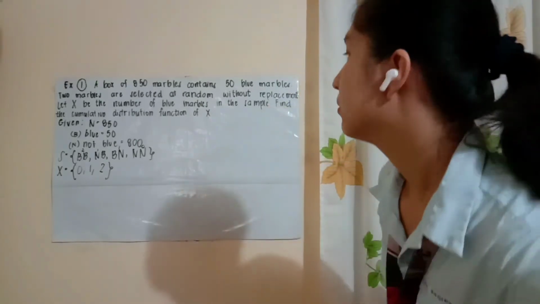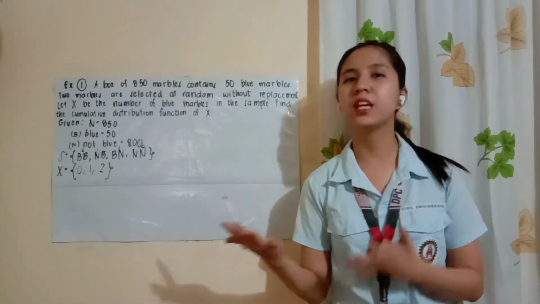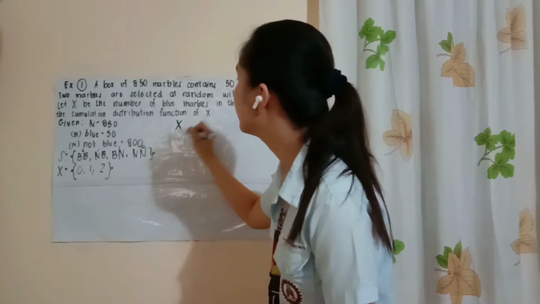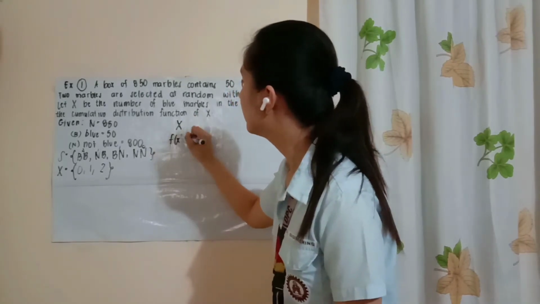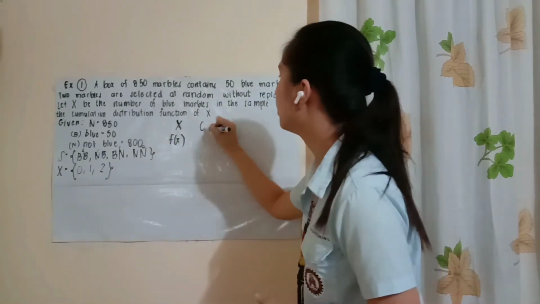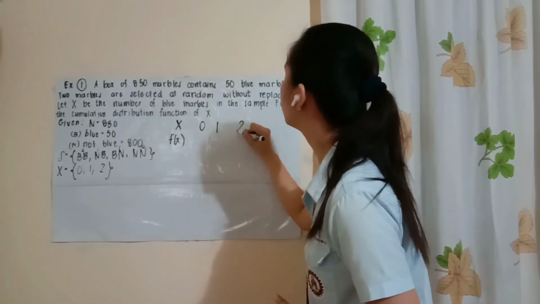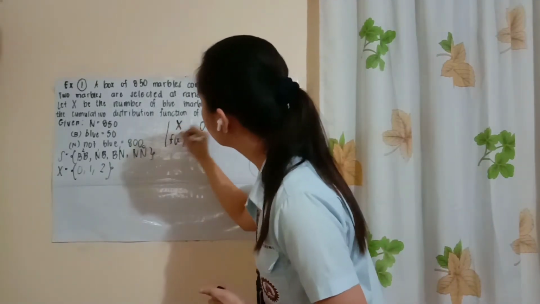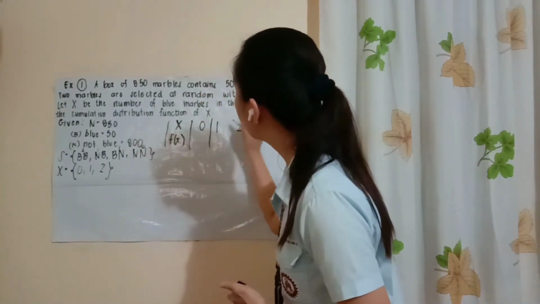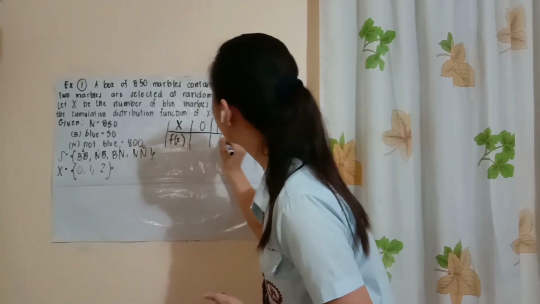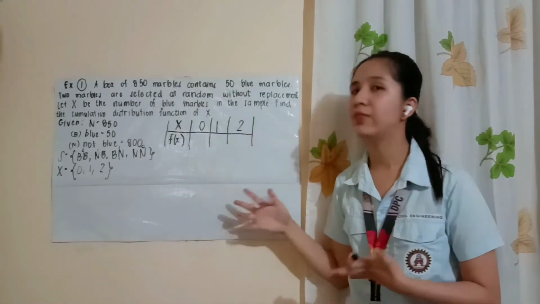So, after that, ang gagawin na natin ay gagawa na tayo ng table for our probability distribution. So, lagay natin x and then f of x. So, for our x, yung mga values natin ay ito. We have 0, 1, and then 2. So, ito na yung magiging value natin. And then next, kukunin na natin yung probabilities ng bawat value na yan.